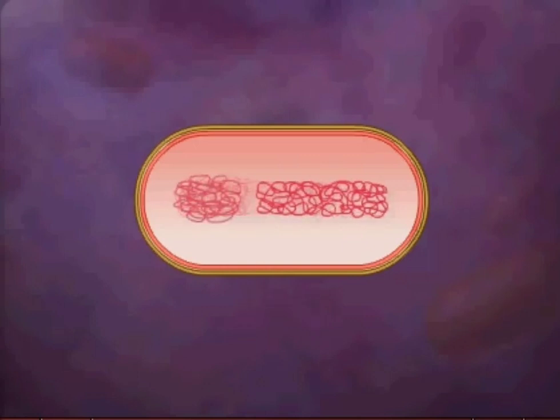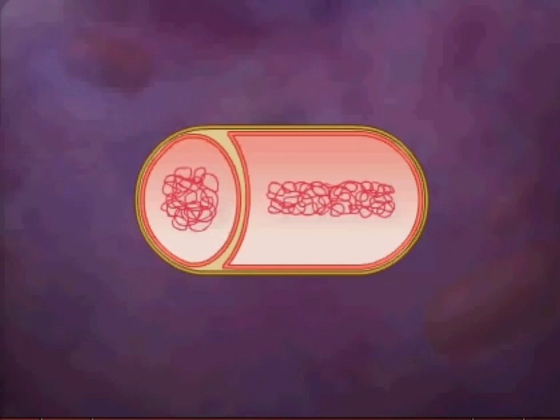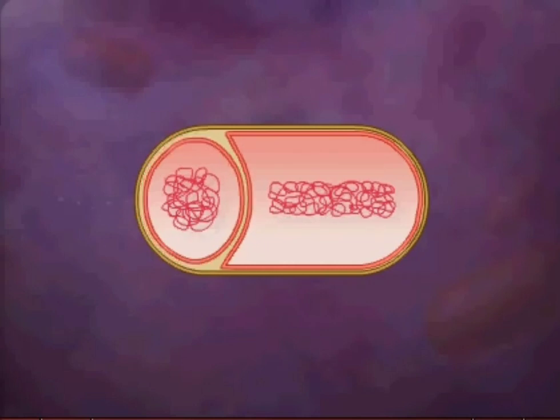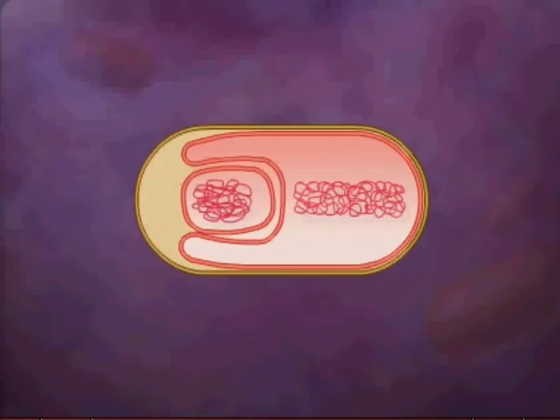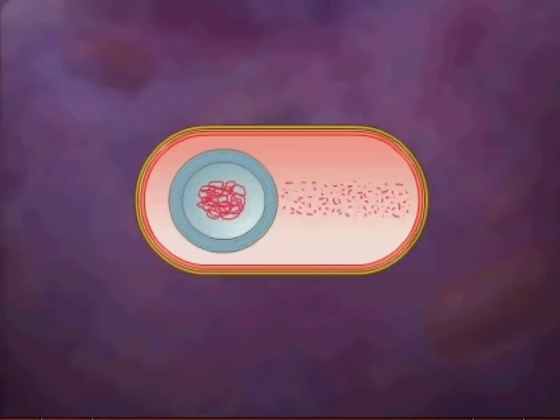Next, the DNA divides into two complete copies, and the mother cell membrane invaginates to form the developing forespore. The mother cell membrane continues to grow and engulfs the developing spore. The developing spore is now surrounded by two membrane layers. Next, peptidoglycan is laid down between the two membranes of the developing spore to form the cortex.